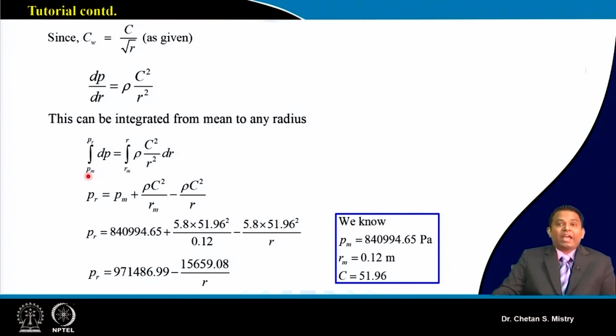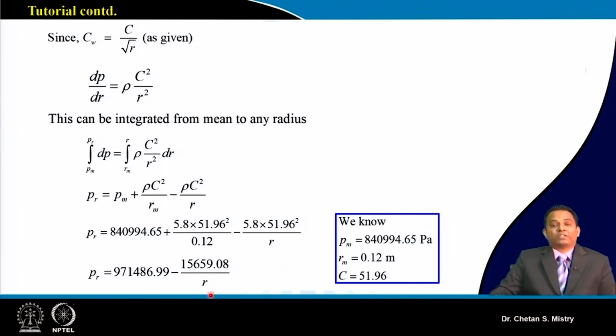So here in this case at mid station my static pressure is known to me, so I can calculate my static pressure variation at any station by integrating this form. It says my static pressure at any location is given by Pm plus rho c square by Rm minus rho c square by R. Now the mean radius is known to us. So if we put all this together, that gives me my static pressure variation with the radius.